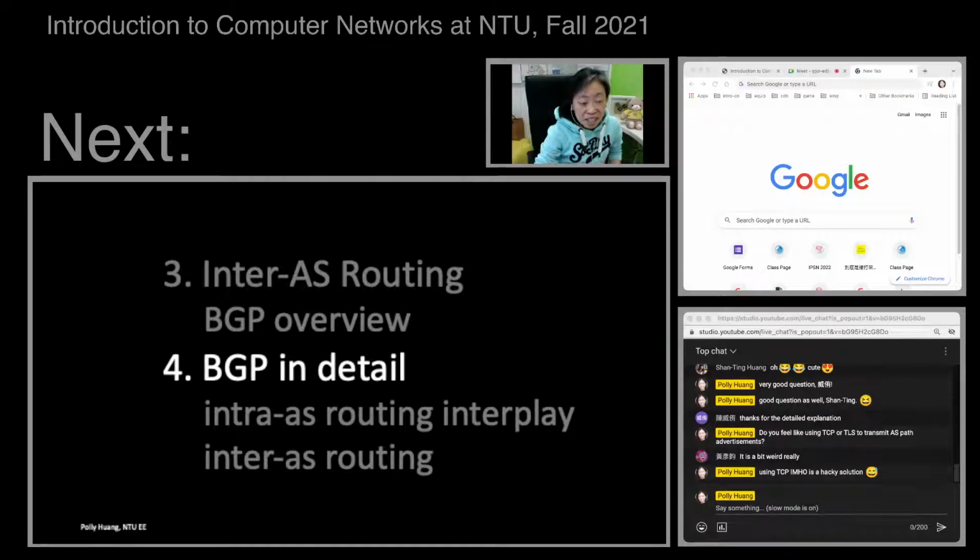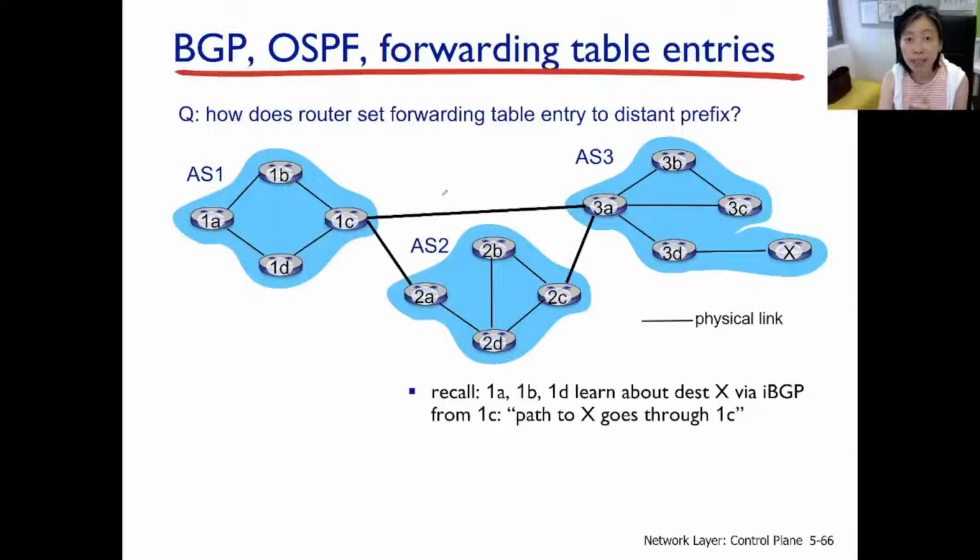The next section of videos tells a little bit more, because we have not yet talked about the details of how BGP interacts with intra-AS routing, such as OSPF. And here's the beginning. Let me borrow example 2 here and continue to talk about how a router sets up a forwarding table entry for a destination outside of the AS. The scenario is the same, destination being X.